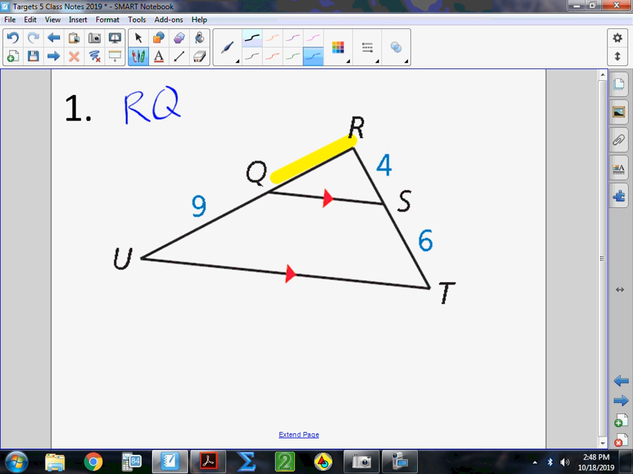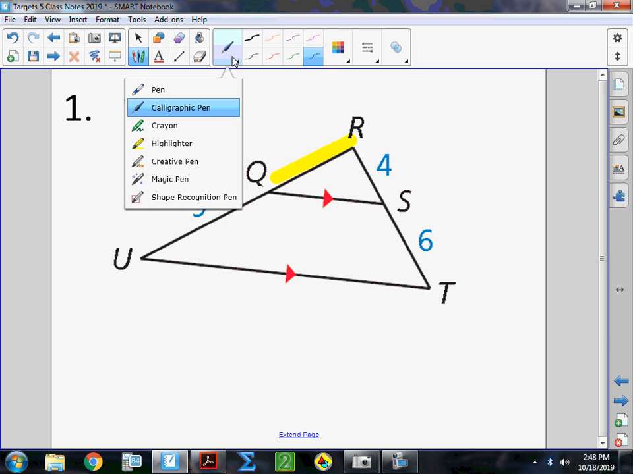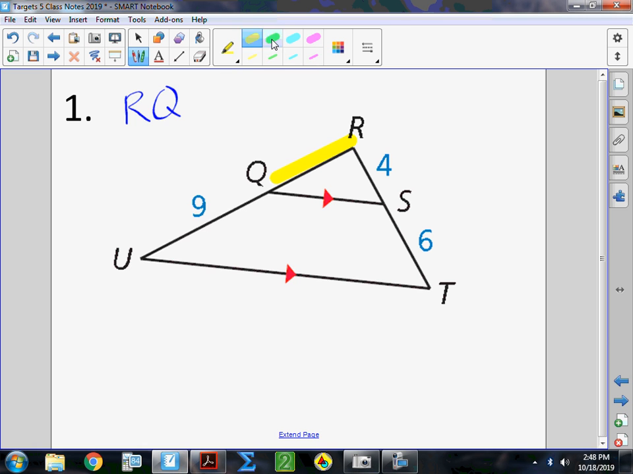So because we have these parallel line symbols, because the lines are parallel, we can set up all of the sides into a proportion. So I've highlighted the yellow. Now QU is going to be in green, RS is going to be in blue, and ST is going to be in pink. What this allows me to do is set up a proportion. Yellow over green is going to equal blue over pink.